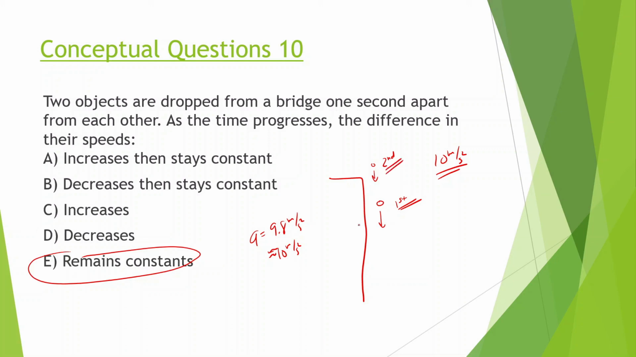This first ball is always going to be 10 meters per second faster than this second ball. They're both accelerating at the same rate, 10 meters per second squared, but since this one had a 1 second head start, the first ball is always going to be 10 meters per second faster than the second ball. It's a little bit confusing, so think about it more if you haven't grasped it.